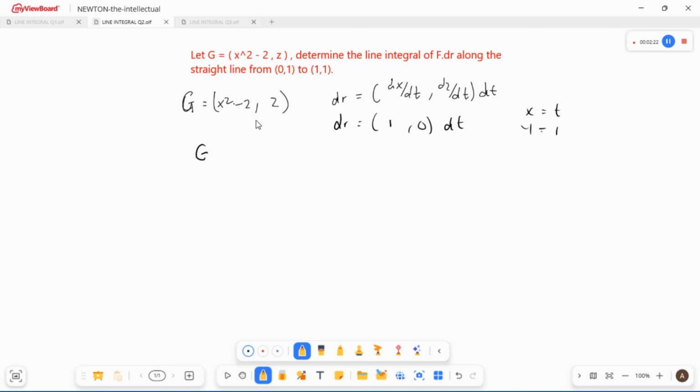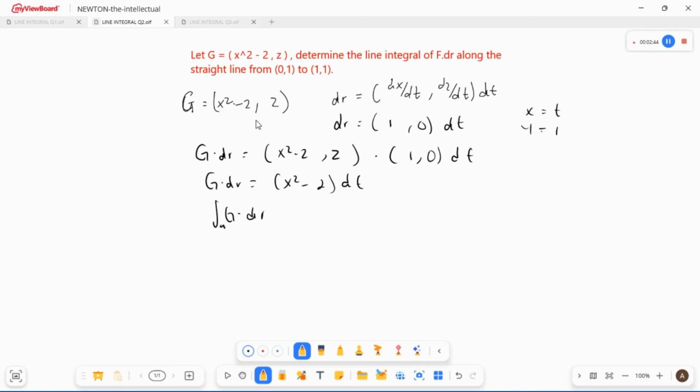So now we're going to find our g dot dr, the dot product. So we have x squared minus 2, comma z, dot product 1, comma 0 dt. Remember the first one multiplies the first one, second one multiplies the second one. So our g dot dr is equal to just x squared minus 2, because z times 0 will give us 0. Then we have the dt. Then we take g dot dr from A to B. Remember our limits, our standard limit from 0 to 1. Then g dot dr is x squared minus 2, then we have the dt.